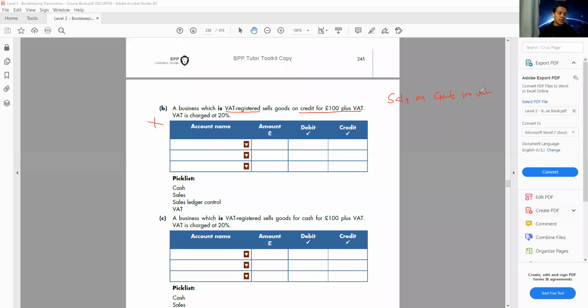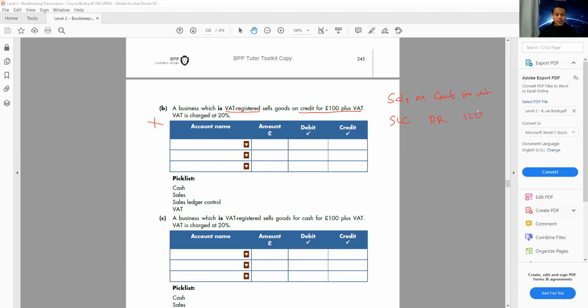You don't say to your customer, give me my money and give the VAT to HMRC. No, you don't do that. You charge the customer with the VAT. So you tell the customer, can I have the net plus VAT? You take all the money and you keep your part as the net and the VAT goes to HMRC. So sales ledger control, this time an asset, is 120 because 20% is the VAT. So 100 plus 20 is 120. Sales ledger control is debit, that is 120.